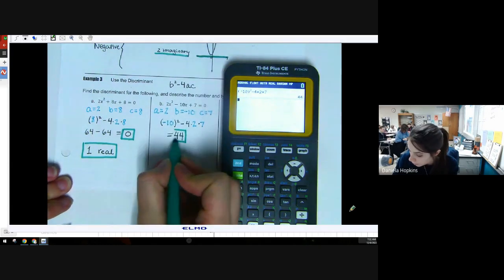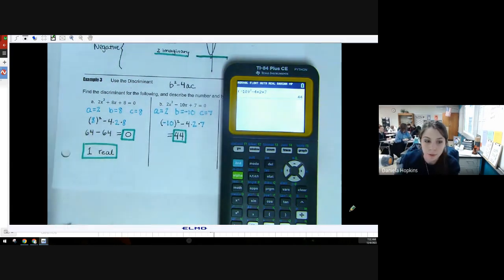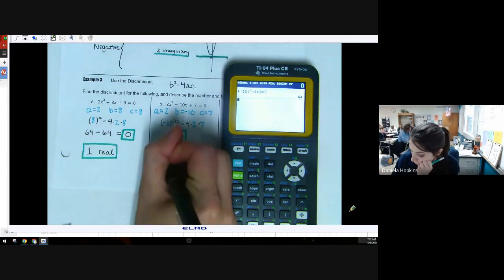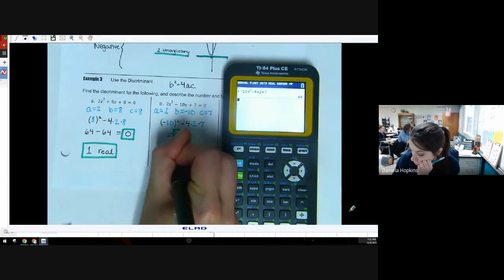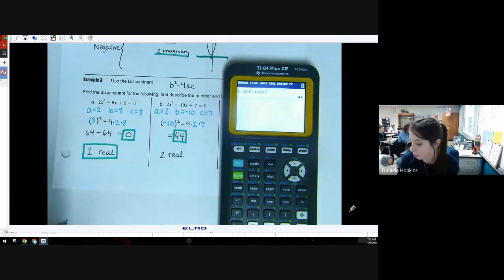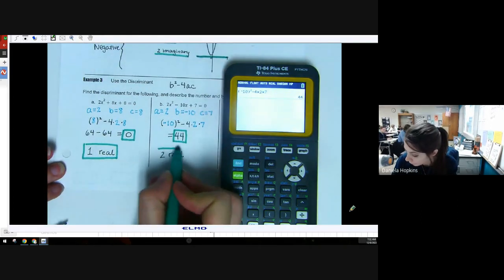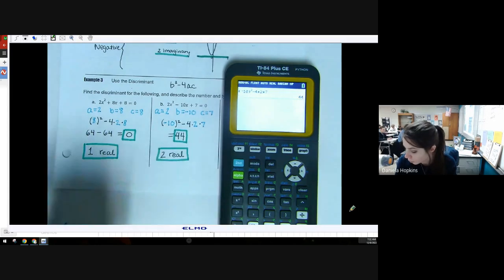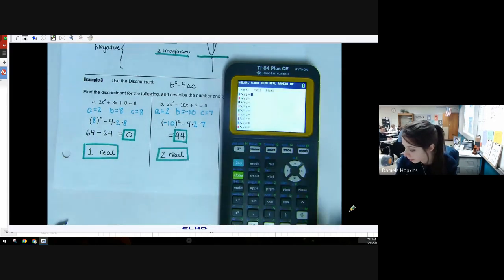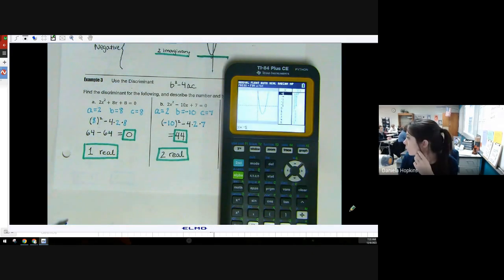So can anyone tell me how many and what type of solutions I have? 2 what? 2 real solutions, because you can also have 2 complex or 2 imaginary solutions. If I type this into Desmos, or my calculator, 2x squared minus 10x plus 7, look at my graph. Look at that, it hits the x-axis 2 times. And I'm going to keep reminding you of this because these are multiple choice questions on your quiz, where we'll just give you a graph and ask you about the value of the discriminant.